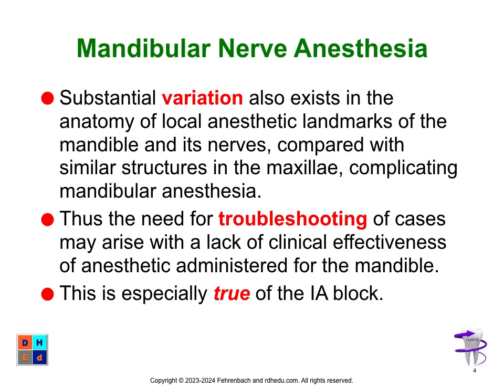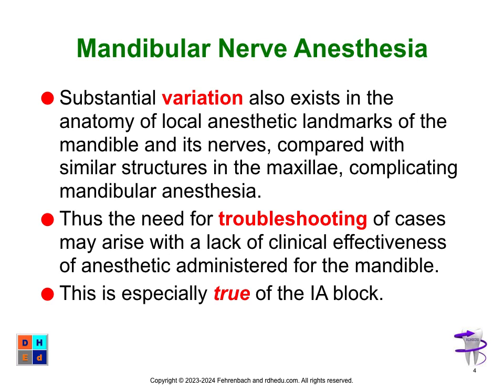Now, we all know there's substantial variation that exists in the anatomy of the landmarks of the mandible and its nerves compared with similar structures in the maxilla, so it complicates our mandibular anesthesia. Thus the need for this troubleshooting of cases. Now, how many cases will you get that will consider this? Some of them you won't get as many as others, and we'll go over that, but some of them you'll get quite often.